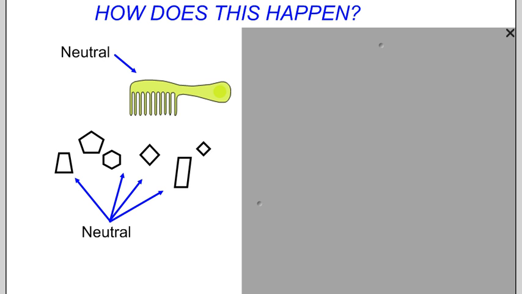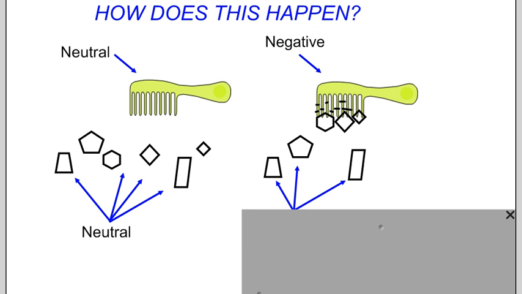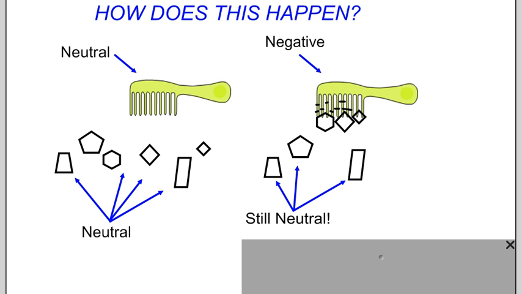Here's a situation where you have a comb, as shown there to the left, which is electrically neutral, which means there are the same number of protons and electrons in that comb. And you have some little bits of paper represented by those shapes. And those are also electrically neutral. If you comb your hair, the comb would remove electrons from your hair and become negatively charged. Then, if you brought the comb close to those pieces of paper, it would actually attract them. But those pieces of paper are still neutral.